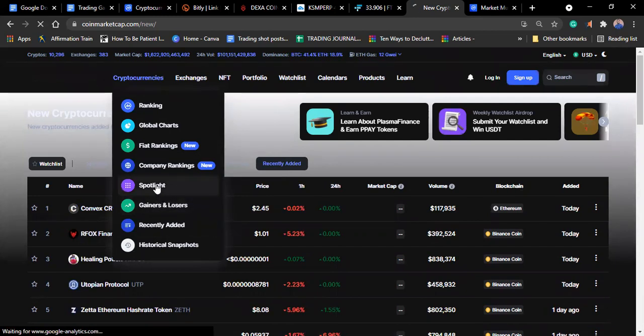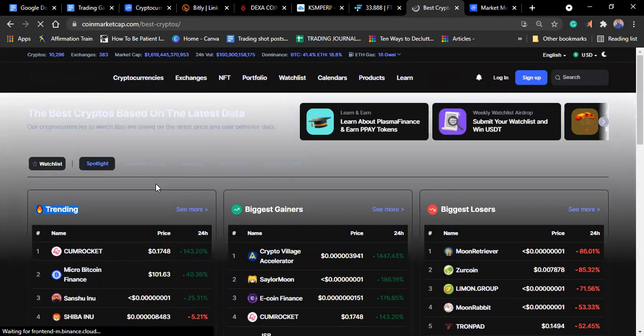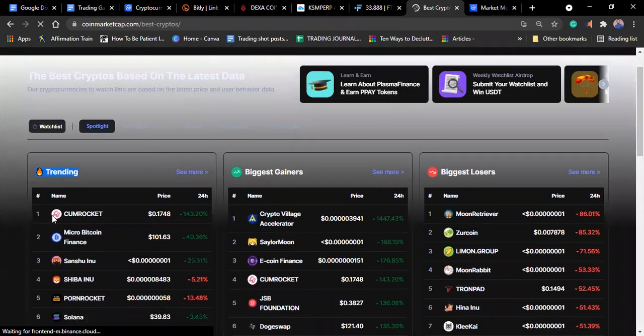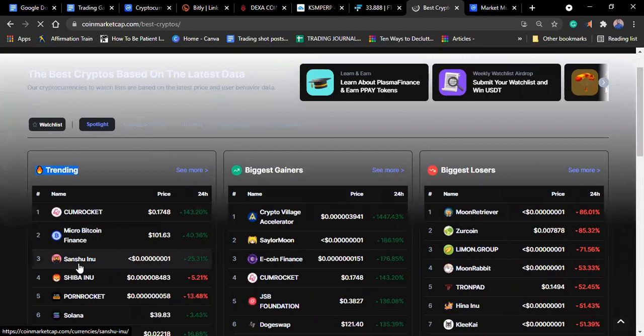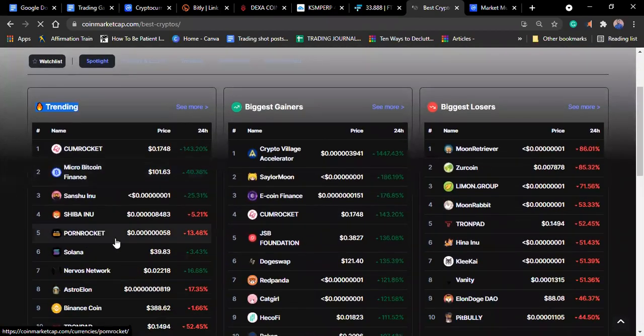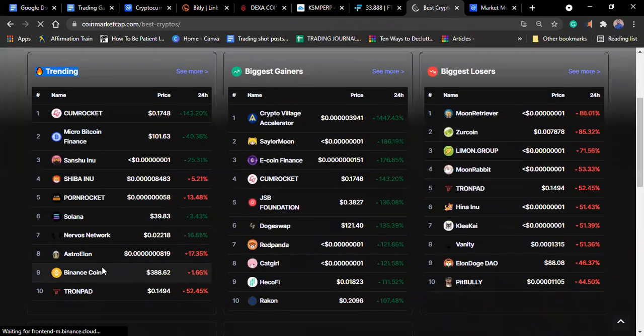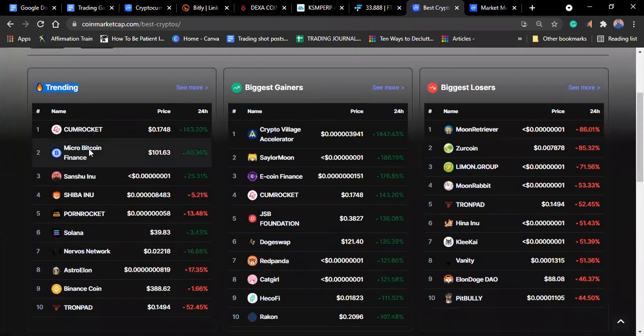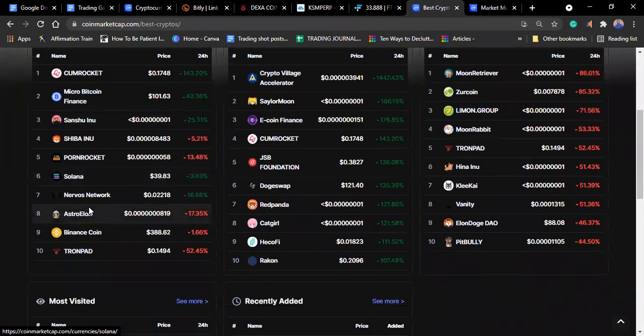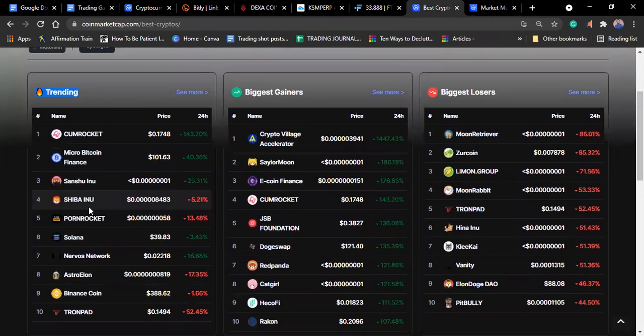Okay, let's go to Spotlight. Under Spotlight, you can see the tokens that are trending. Most times the ones that are trending are the ones that maybe there's news around them. So you can see this comb rocket, it has done 143% today. Micro Bitcoin, all these funny names. Solana has gone up by 3%, but it's trending. Those are the coins that are trending. Now you want to buy things that have a solid use case and people are talking about them. So Binance, Solana are solid. Then all these other ones, I don't even know what they are because there are too many coins out there. You shouldn't even bother yourself trying to know all of them.